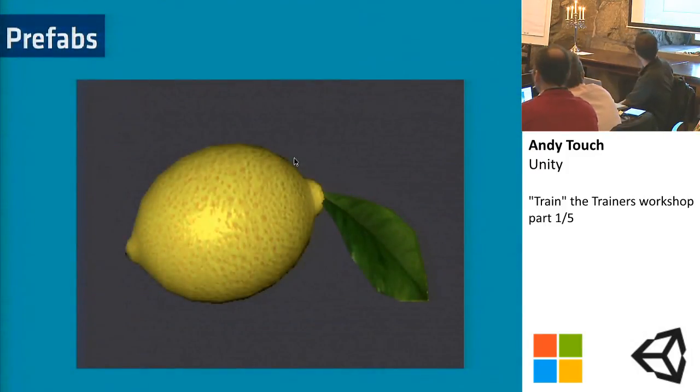So prefab is basically a way of saving an object for a later day. It's basically saving a master copy to then duplicate and use. So again, I taught a similar lesson to this to a bunch of 13-year-olds, and I said, Mario's a good example of this.